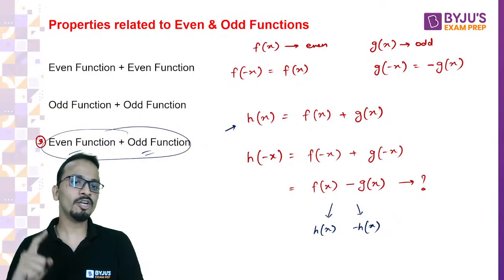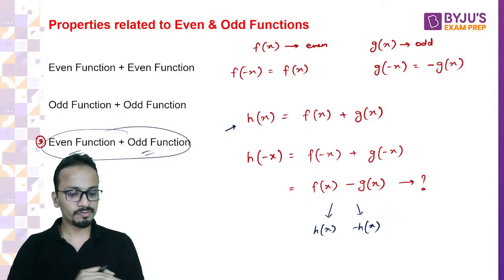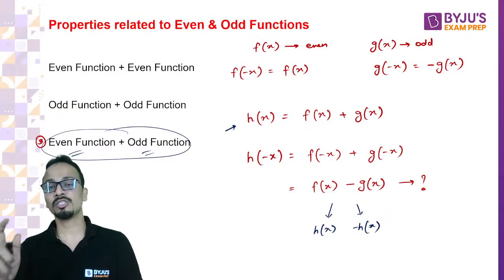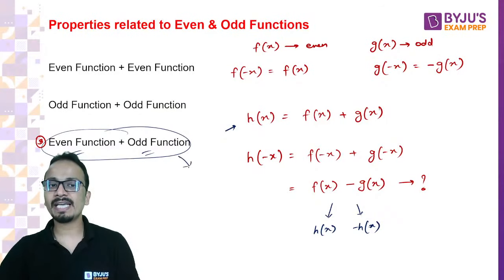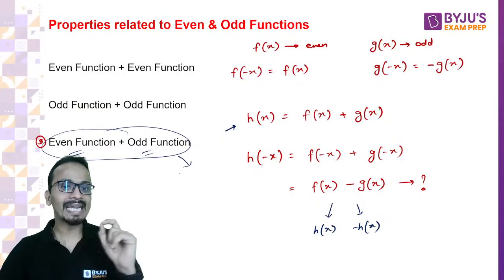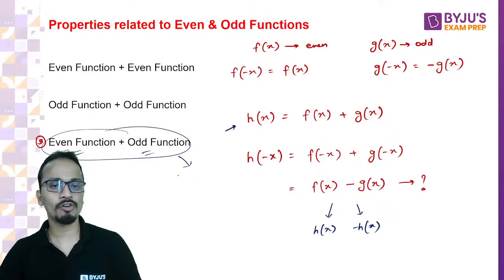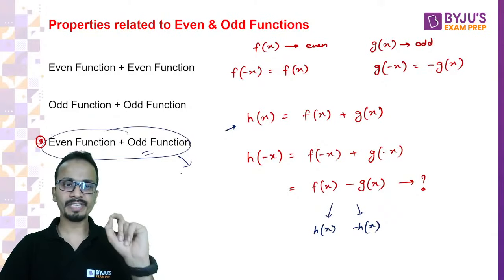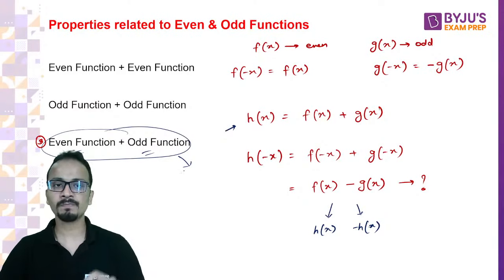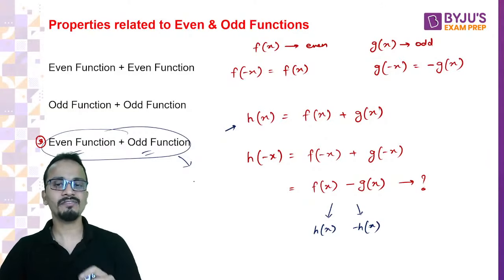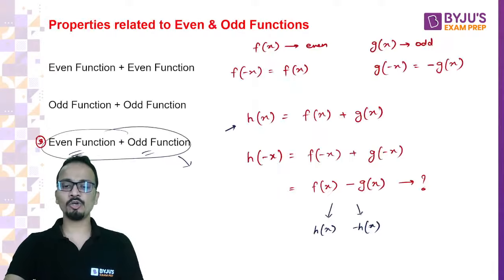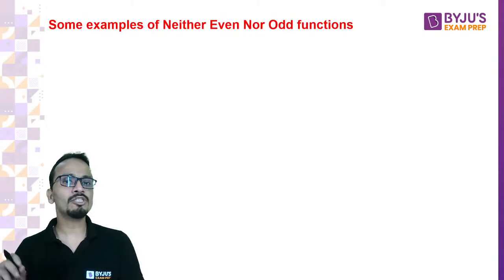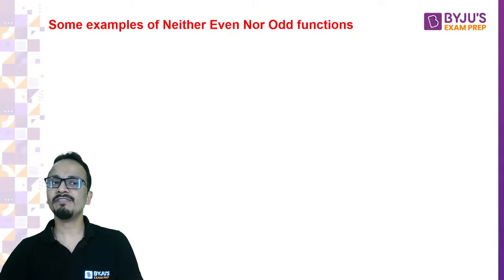So it will depend on functions, definitely it will depend on nature, but you will always get the same result if you add an even function and an odd function. Okay, so the sum of an even function and an odd function will be neither even nor odd. Just to show you some examples of functions which are neither even nor odd.